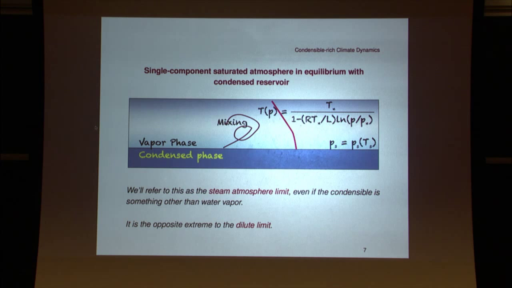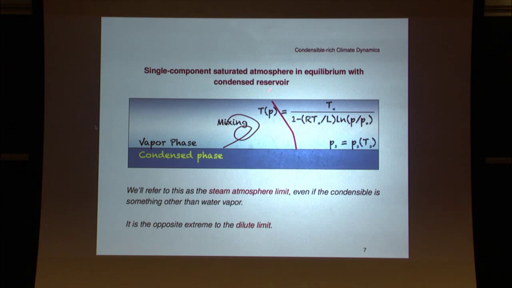Okay, if it weren't condensable, you would get just a dry adiabat up here, just a constant slope in Z, or just the constant potential temperature, constant entropy. But if it's condensable and it's saturated everywhere, then you get the temperature versus pressure by just solving the Clausius-Clapeyron relationship for temperature versus pressure instead of vapor pressure versus temperature, because the vapor pressure is the total pressure of the atmosphere in this case.